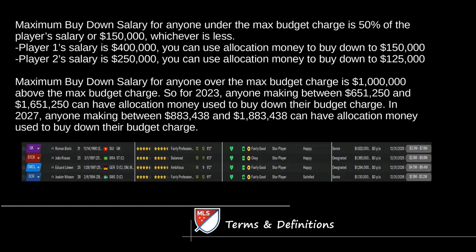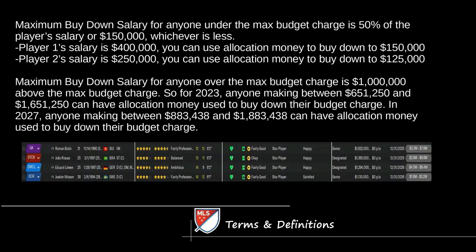Berkey, for example, is making $1,632,000. Not quite up to that $1 million mark, and I'm going to tell you right now that in real life, St. Louis Football Club, they did this exactly right to the penny, okay? They're allowed to use target allocation money to buy his salary down to the max budget charge of $651,250, okay? Then they can buy his salary down even more with general allocation money. So all in all, there's a lot of ways to maneuver within the salary cap, okay?